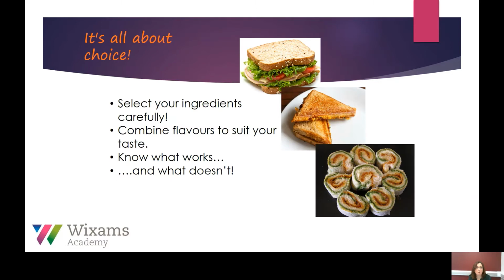It's all about choice. So I want you to think about this decision more like making a sandwich. When you make a sandwich, you have to select your ingredients carefully. You have to select the subjects carefully. You need to combine all the flavours to suit your taste. You need to make sure that you like the subjects that you're choosing. You need to know what works. You need things that go together. You can't choose subjects that don't go together, and things that might not work for you. So altogether, you're trying to make a very tasty sandwich, because you need to be happy with your sandwich, because actually this one's going to be yours for life.